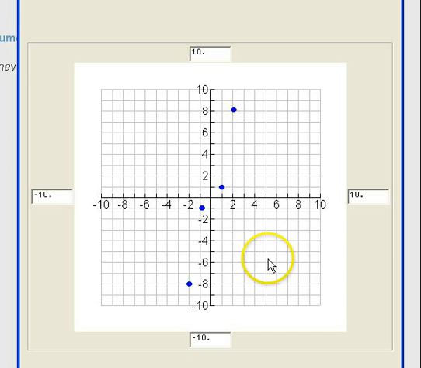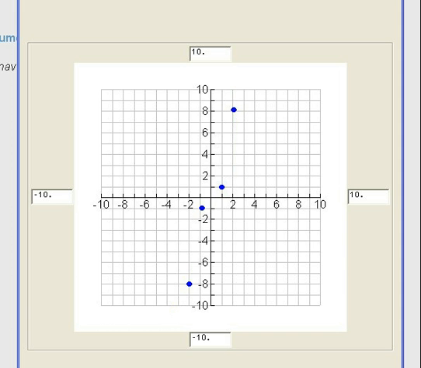A graph that you're familiar with that has this kind of symmetry is y equals x cubed. Graphs that have symmetry with respect to the origin are called odd functions. And that's easy to remember because odd and origin both start with the letter O.